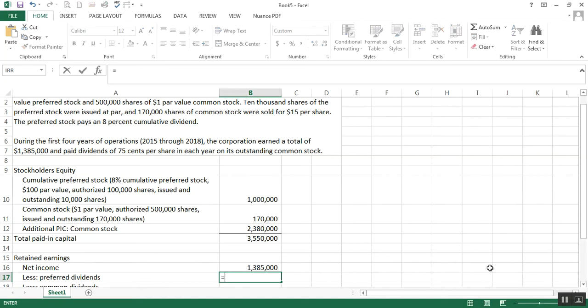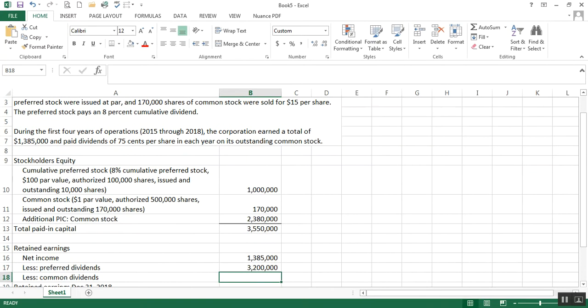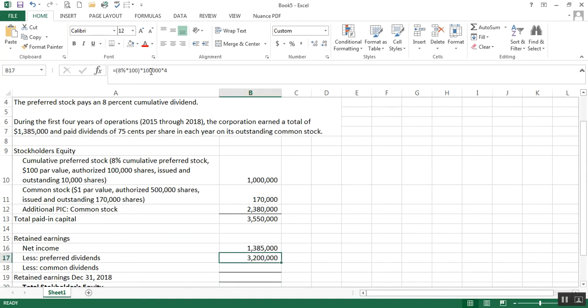So our preferred dividends are 8% cumulative. So it's 8% of the par value. So we're going to do equals 8% times par times 100,000 that was issued times 4 years. I'm sorry, it's 10,000 issued, not 100,000. So that gives us 320,000. So you can see that I did all of the math inside the cell in a formula, so it's easy to follow.